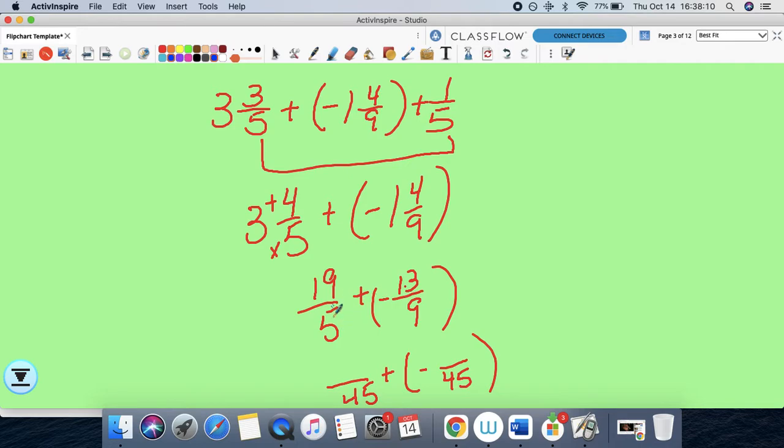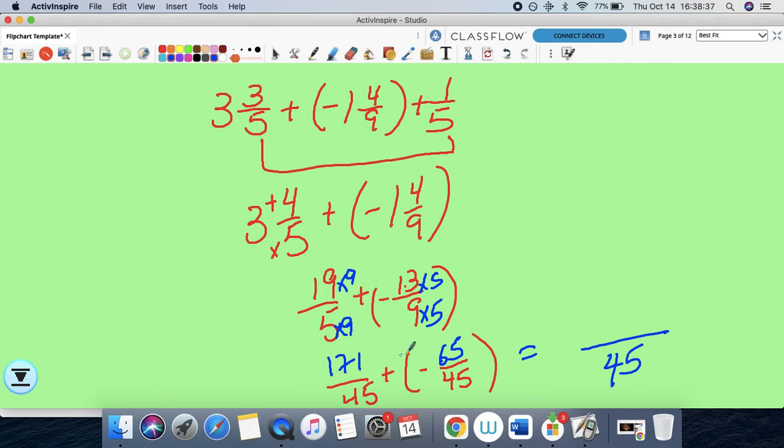So let's change 19 over 5 in terms of 45s. So it becomes times 9. So I multiply the top times 9. 9 times 9 is 81. So that becomes 171. How did the 9 change to 45? We're going to multiply by 5. 13 times 5 is 65. So now we know our answer is going to be something over 45, right?